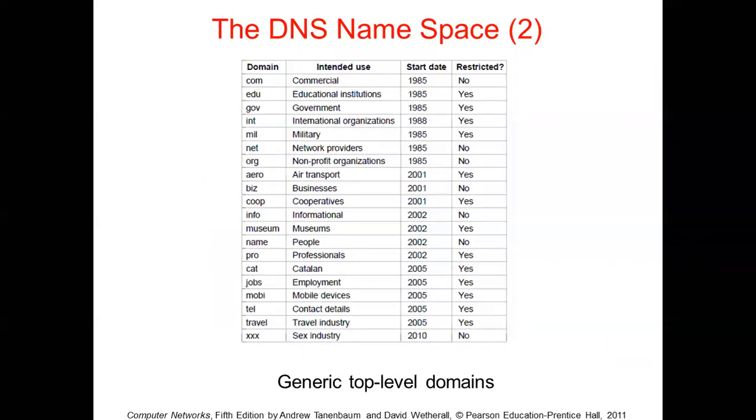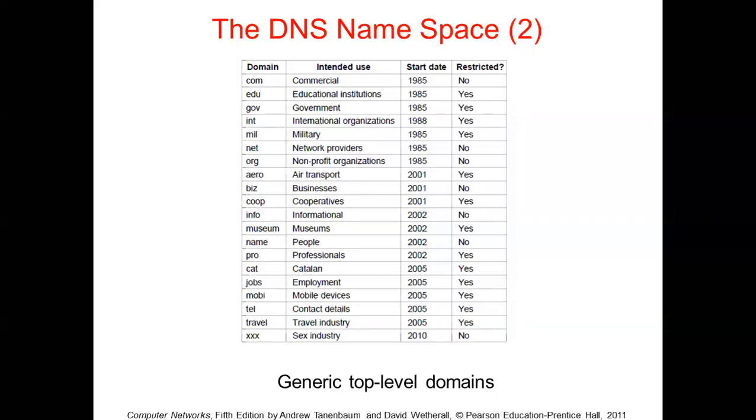Before we proceed, have a look at this particular table and try to understand what the domains are and what their uses are. You can see in the table, COM stands for commercial, and it has no restricted access. EDU stands for educational institutions, and some educational institutions may not want to give their data to everyone, so the access is restricted there. Like that, for military, MIL is the domain name, and the access is restricted.